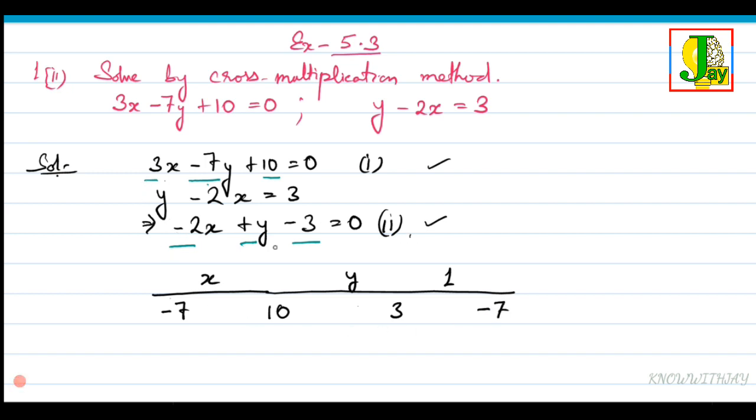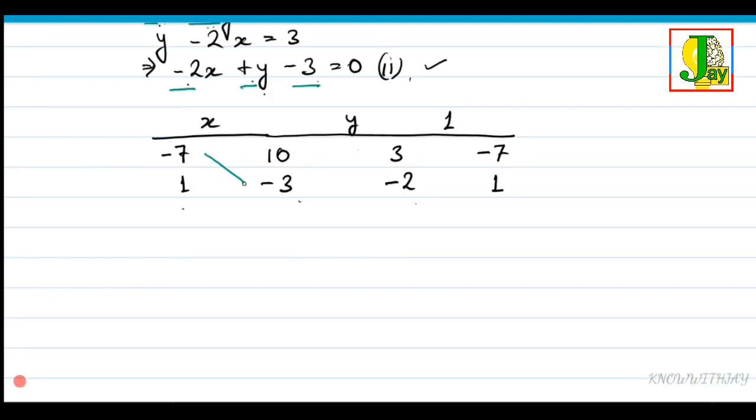In the second one we have b2 plus 1, c2 minus 3, a2 minus 2 and b2 plus 1. Let's just check again. Minus 7, 10, 3, minus 7. Okay, and the second one is 1, minus 3, minus 2, 1. So we have written all the coefficients in our required format.